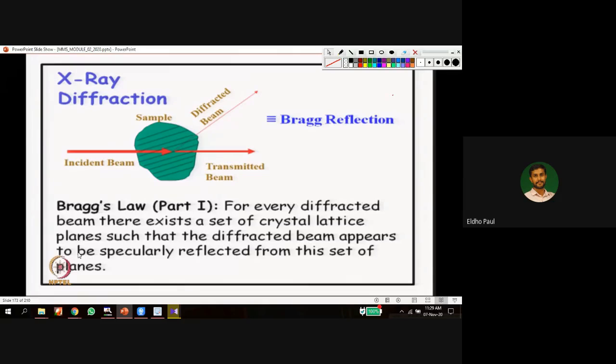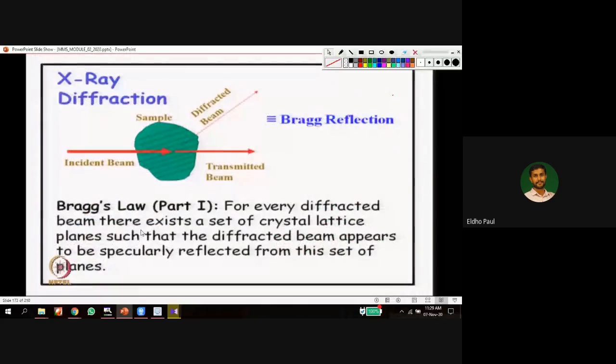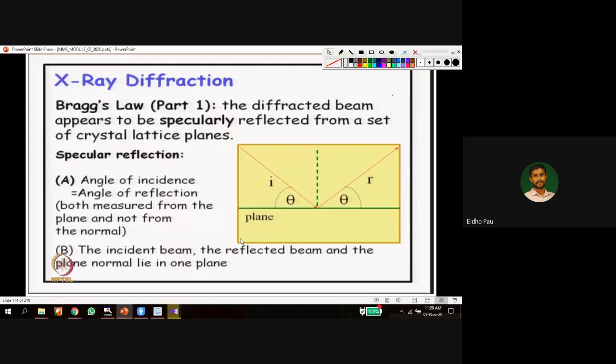For every diffracted beam, there exists a set of crystal lattice planes. So this is a crystal lattice plane. He assumed a crystal lattice plane such that the diffracted beam appears to be specularly reflected. Completely reflected means specularly reflected from this set of planes. So the diffracted beam is actually a reflected beam. That is the first Bragg's law. Okay, so this is Bragg's law, first part.